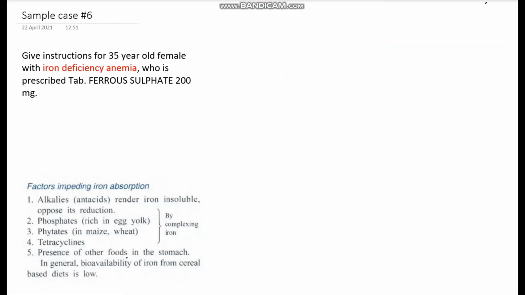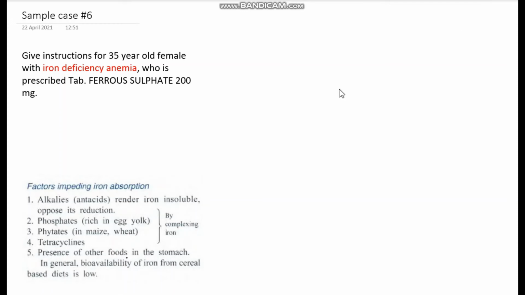Alright, so this is the sixth sample case, which is for a 35-year-old female with iron deficiency anemia who is prescribed tablet ferrous sulfate, 200 milligrams. So, with respect to ferrous sulfate for a condition like iron deficiency anemia, there are a few peculiar points that you need to instruct the patients on.